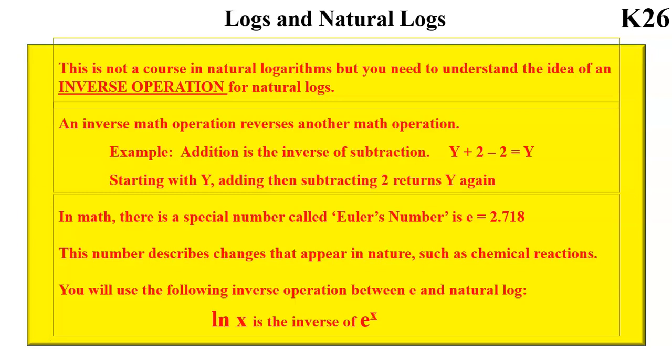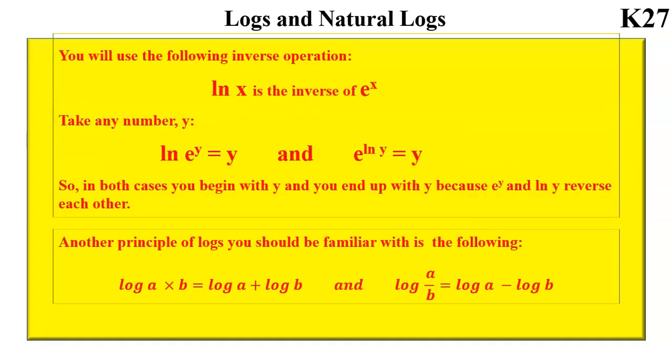In math, there's a special number called Euler's number, e, which equals 2.718. This number describes changes that appear in nature, such as chemical reactions. So you will use the following inverse operation between e and the natural log ln. ln x is the inverse of e to the x. And so you're going to need to use that relationship to solve some of the problems. So take any number y. And if you take y and then you raise e to the y power, and then you take the natural log of that, it gets you back to y again.